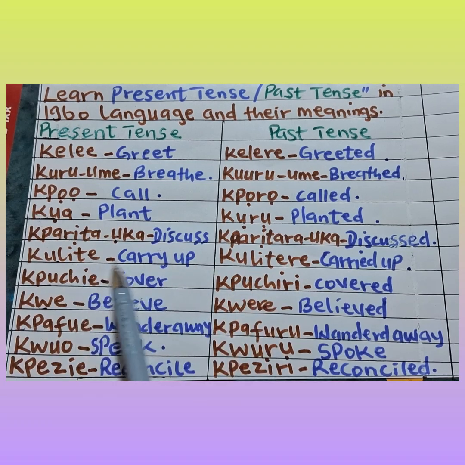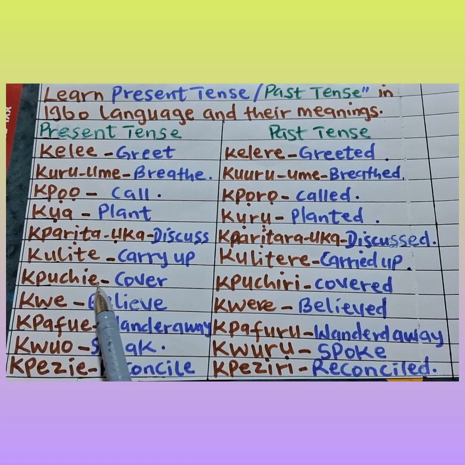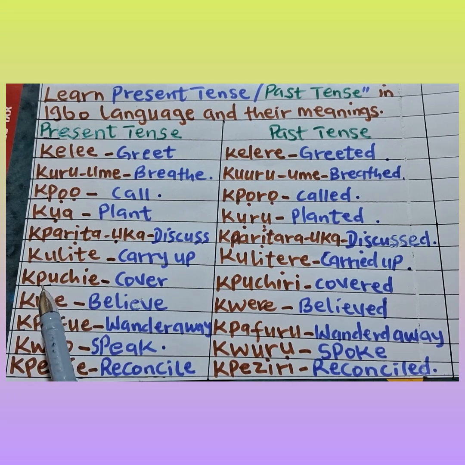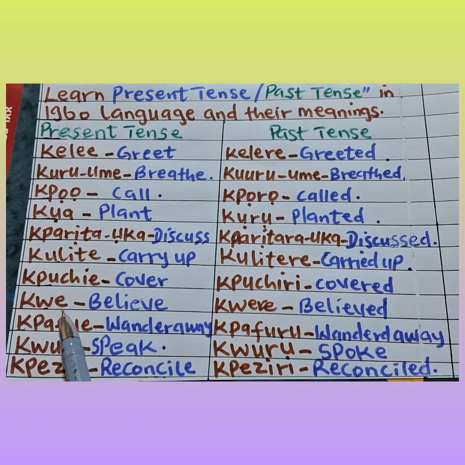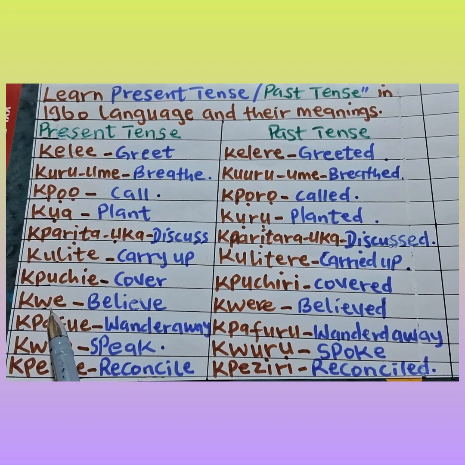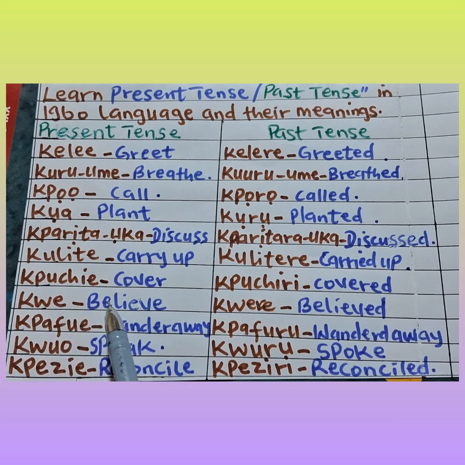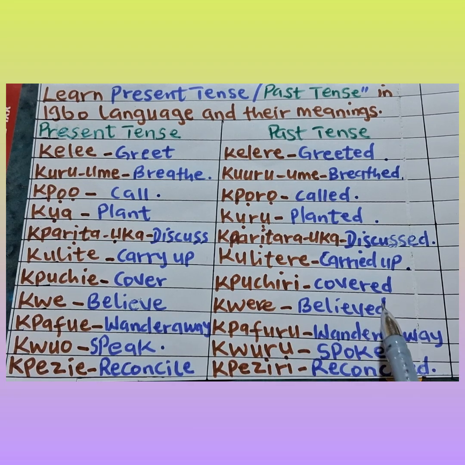Past tense of kulite is kulitere, carried up. Buchie, cover. Past tense of buchie is buchiri, covered. Another one is kwe, believe. Kwe also means agree. Kwe means believe or agree. Past tense of kwe is kwere, meaning believed or agreed.